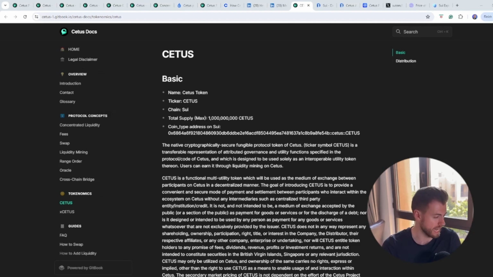Now, Cetus is the native cryptocurrency token of the Cetus Protocol, and its utility is very similar to most other DeFi tokens out there. So it's intended to be used as the medium of exchange within the protocol. It's also used to provide economic incentives for those looking to provide liquidity to the Cetus ecosystem. And it's important to remember that this is a dual token ecosystem. The dual token ecosystem also includes xCetus, that's the token that is used for governance.